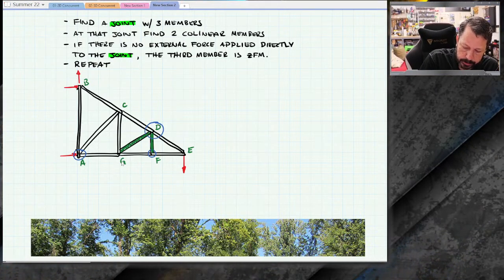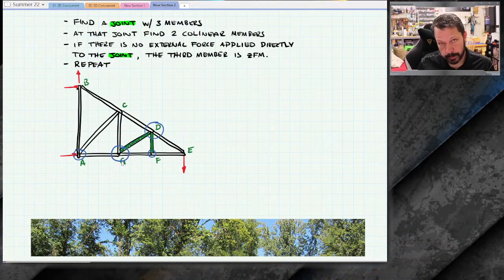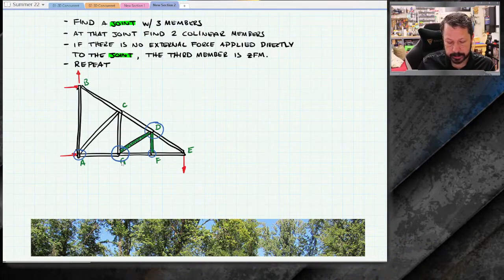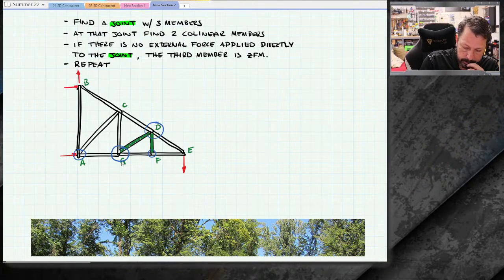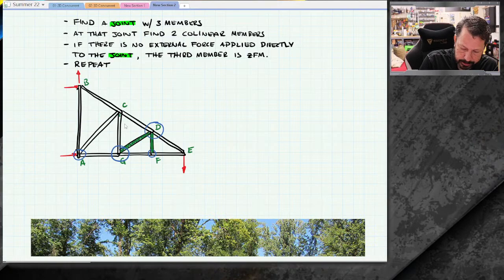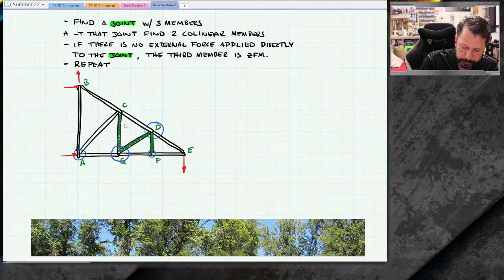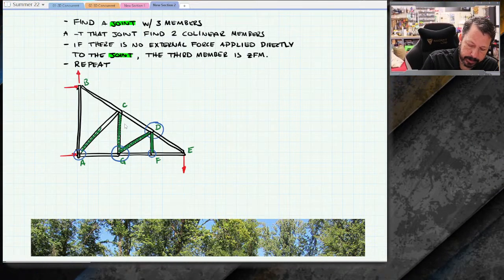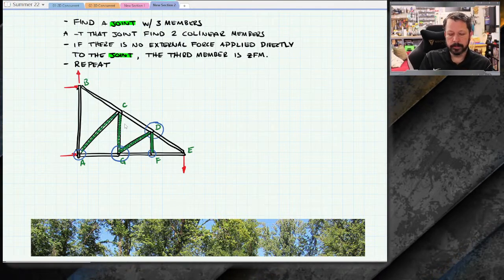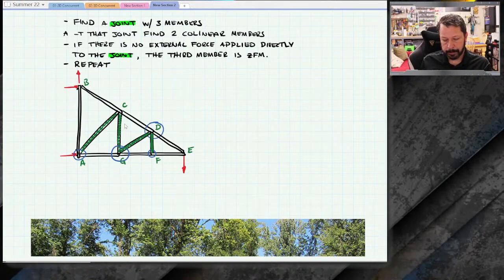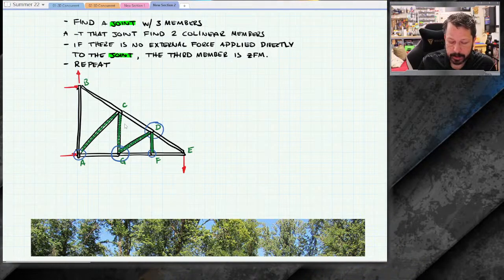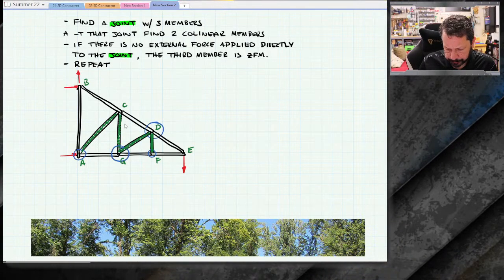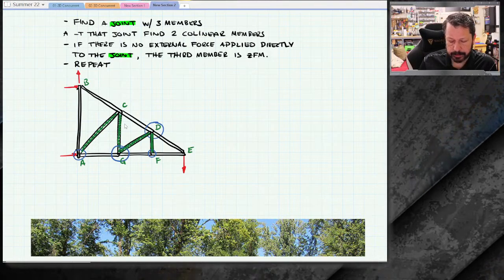And G has three members, two collinear. FG and AG are collinear. No force at G. This one, CG, is zero force. So it turns out that all of these in the middle are zero force members. It doesn't mean you can just take them out and the truss behaves exactly the same as it would before, because they are there for stability purposes.